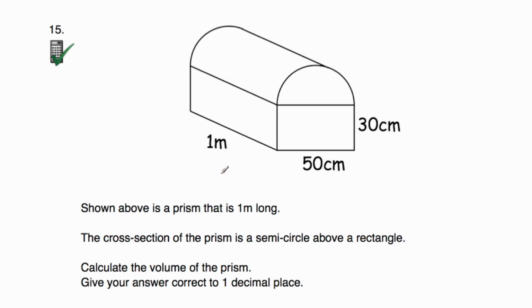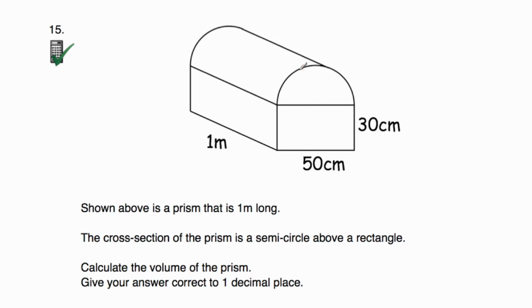So question number 15 says, shown above is a prism that is 1 meter long. So we've got this cross section, which is a rectangle and a semicircle, and it's 1 meter long. And the cross section of the prism is a semicircle above a rectangle. Calculate the volume of the prism. Give your answer correct to 1 decimal place.